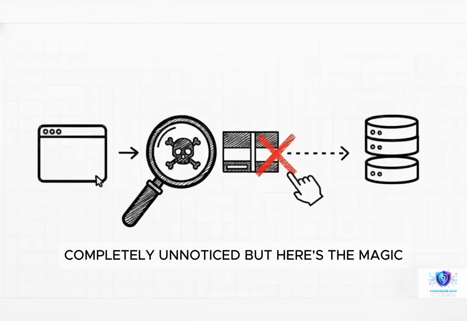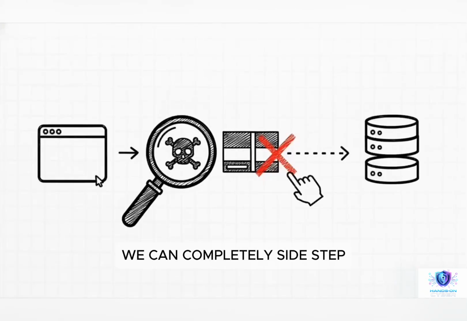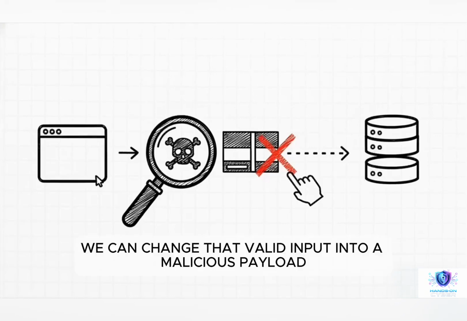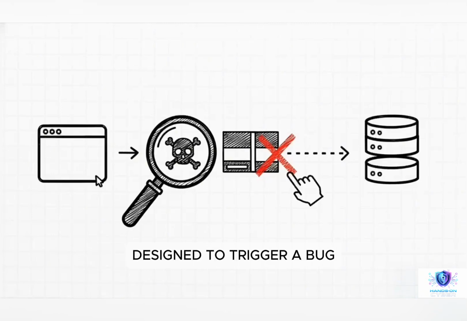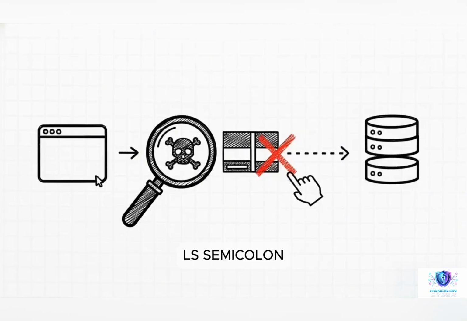But here's the magic. Because we've paused that request in our proxy, we can completely sidestep any validation that was happening on the web page itself. We can change that valid input into a malicious payload, which is really just a piece of data designed to trigger a bug. In this case, we're injecting ;ls, a simple command to list files on a Linux system.